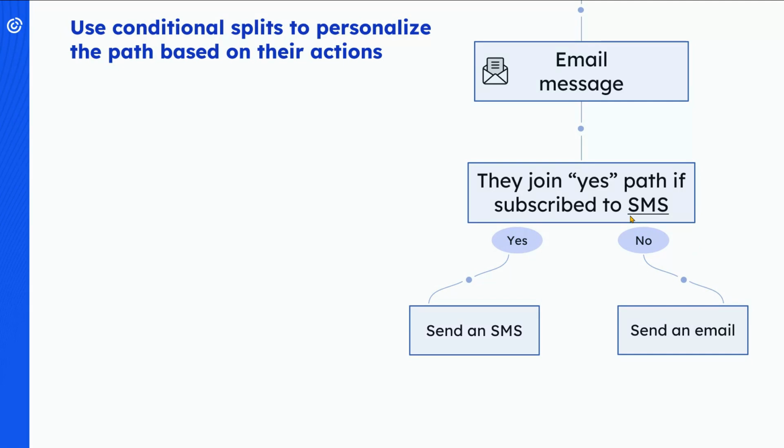If somebody subscribed and they signed up for text message updates, they get an email, and then the next thing they get is a text message. If they signed up, but they did not check the box to get text messages, they get an email, and then the next thing they get is an email. Again, because they didn't sign up for those text message updates. So conditional splits will allow you to separate contacts down different paths.